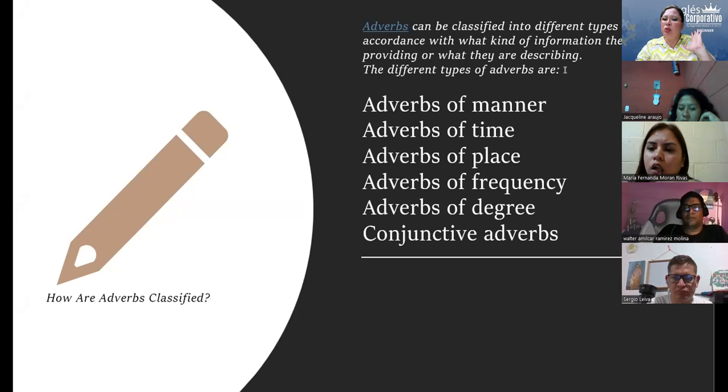The different types of adverbs are adverbs of manner, of time, of place, of frequency, of degree, and the conjunctive adverbs. We are going to see only the adverbs of frequency. And I am showing all the classification because you are going to find other adverbs and then you are going to see, oh, but this is an adverb. You are going to identify them by yourselves, okay?